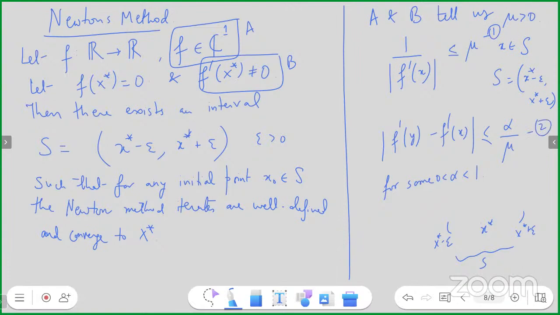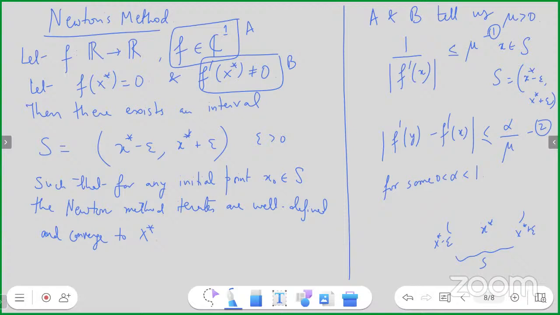This has nothing to do with Newton. This is a basic fact from the function being differentiable. That's all. Is everybody okay? This is the first thing I would like to write. And the second thing I can derive from there. Okay. Now given 1 and 2, you marry this with your Newton's update.